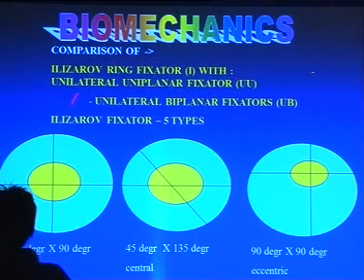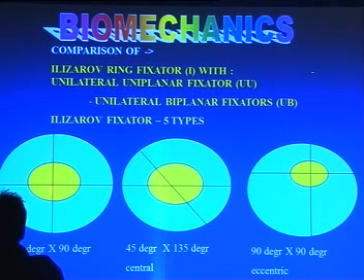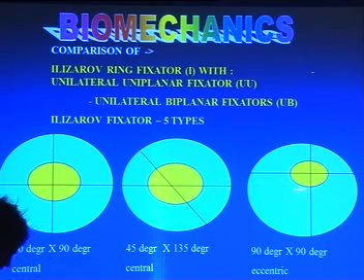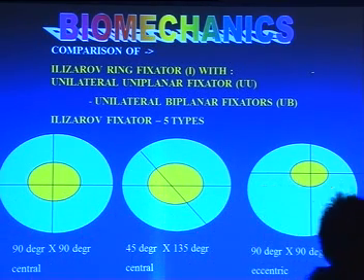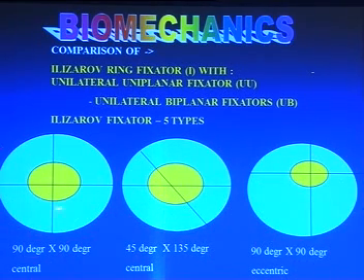Now, for example, here you have the ring fixator. What do you think this situation is? Now we have a central circle with a bone, and we have two transosseous wires.